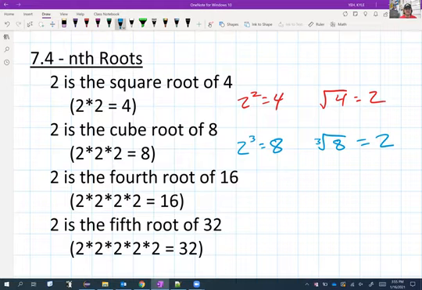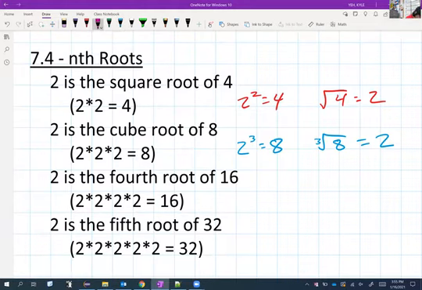And that one on the right that I just wrote, what is that saying? That's asking us what times itself 3 times would equal 8. That's what the cube root means. What times itself 3 times would give us 8? And the answer is 2.